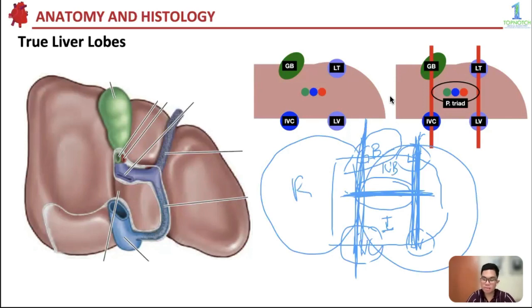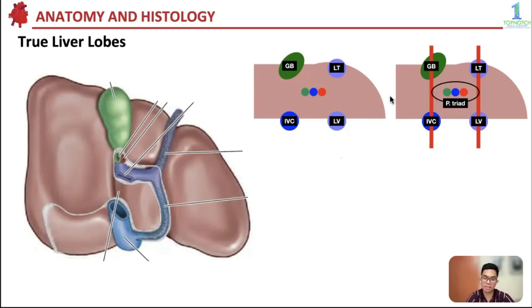Okay? So that's how I like to draw it. It looks like a letter H. So again, gallbladder to IVC, ligamentum venosum to ligamentum teres. And then the letter H, that's where your portal triad enters. Okay, so important is Cantlie's line. This is your quadrate lobe, this is your caudate lobe. Caudate. So hope that helps you. It doesn't have to be a beautiful drawing, as long as you understand it.